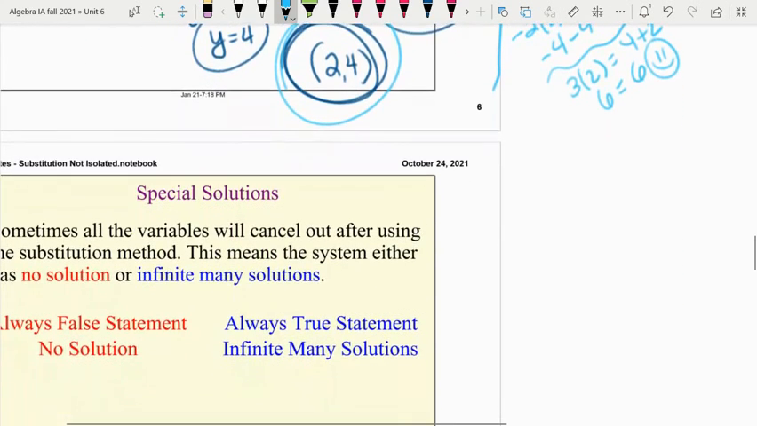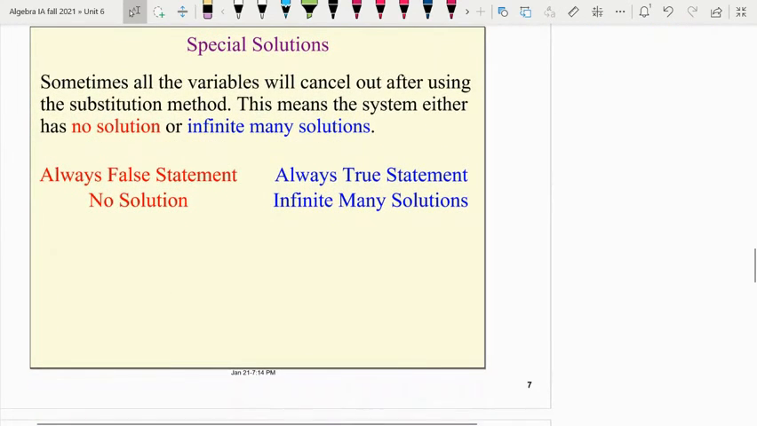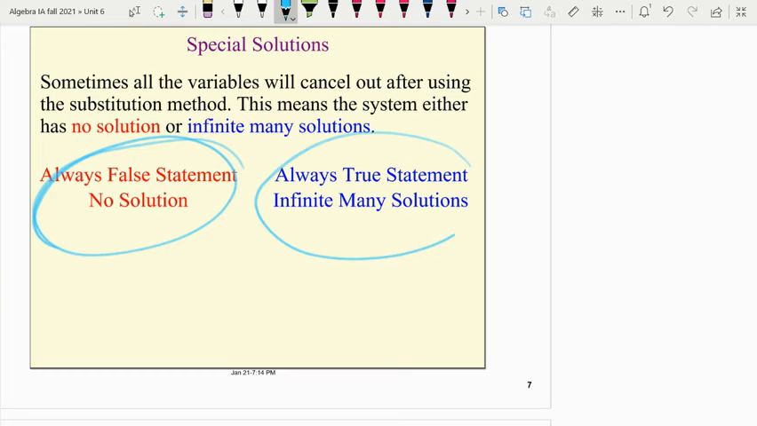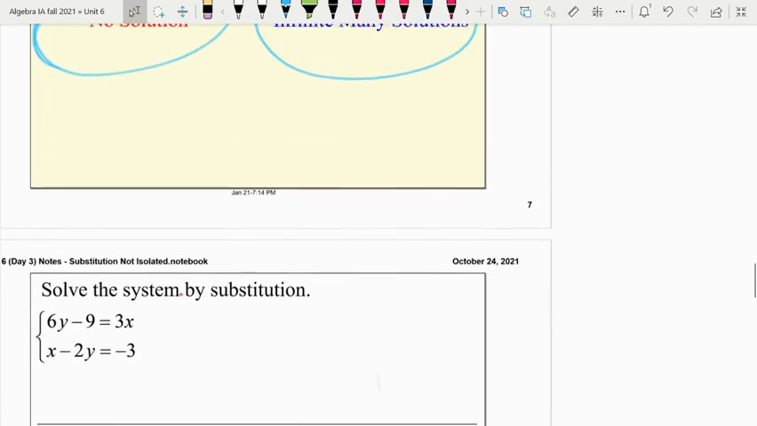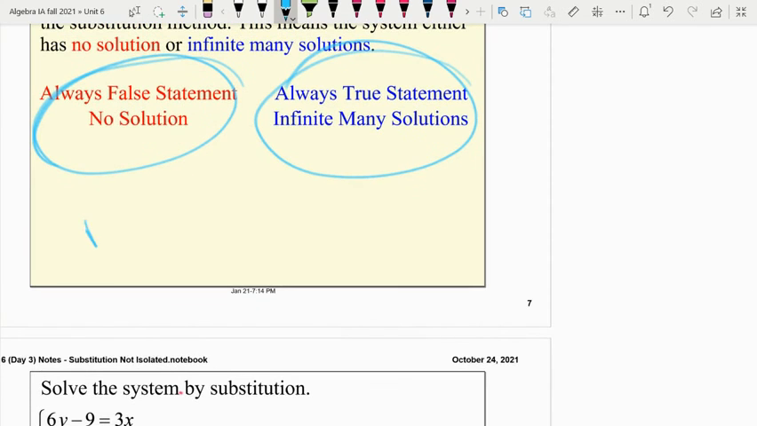All right, sometimes you might have infinitely many solutions or no solution. Always false means no solution. Always true means infinitely many solutions. Which means up here, this is a parallel line situation. And this means it's the same line twice.